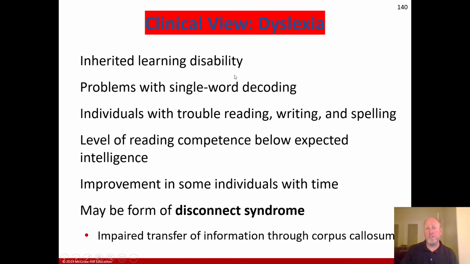Dyslexia is an inherited learning disability, with problems with single word decoding. Individuals have trouble reading, writing, and spelling. Level of reading competence is below expected intelligence. Improvement in some individuals occurs with time. It may be a form of disconnect syndrome, which is an impaired transfer of information through the corpus callosum.